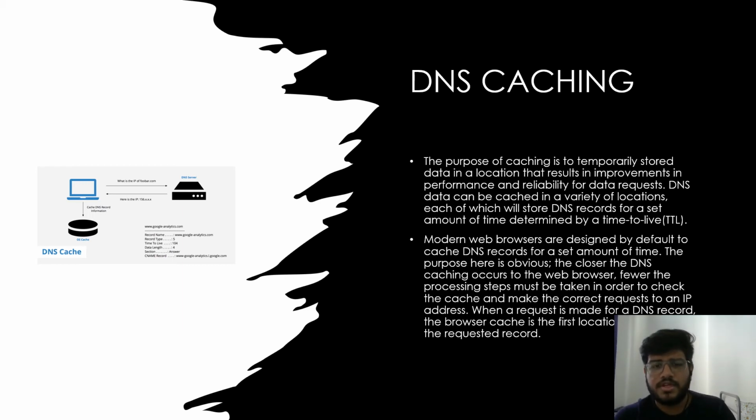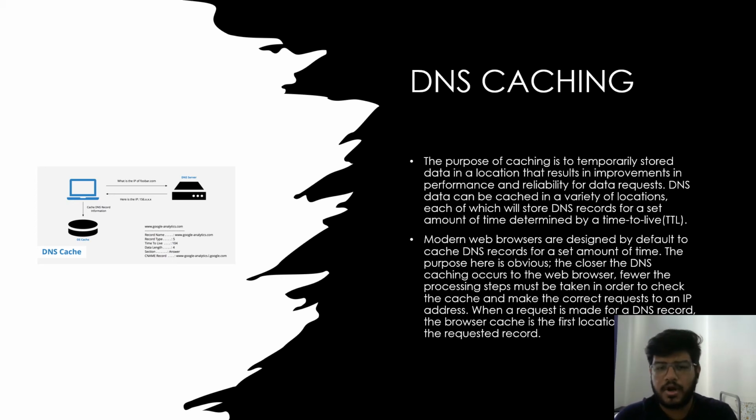The purpose of DNS caching is to temporarily store data in a location that results in improvements in the performance and reliability of our data requests. DNS data can be cached in a variety of locations, each of which will store the DNS records for a set amount of time determined by a time to live, that is the TTL.